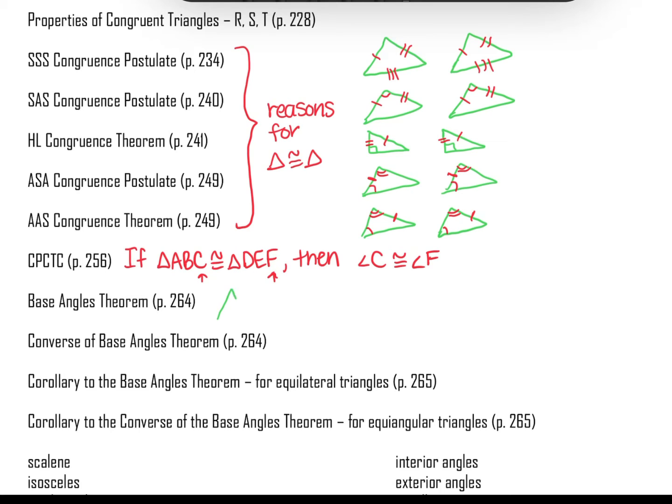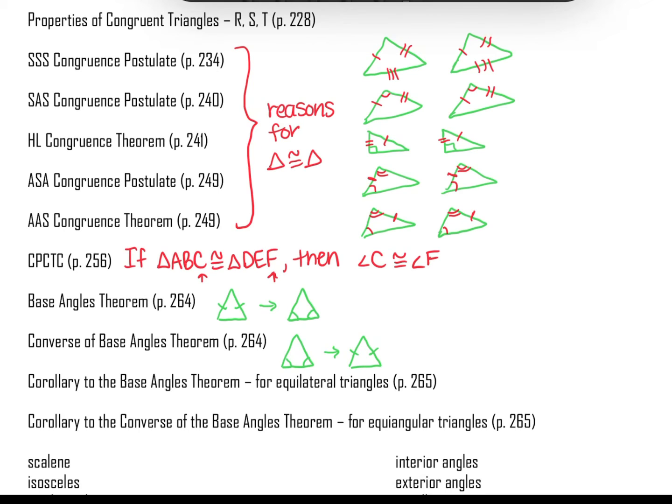For these 2 theorems, base angles and converse, you already have this picture drawn, hopefully. Base angle says if you have an isosceles triangle, then those base angles are congruent. And the converse says if you have a triangle with 2 congruent angles, then it must be isosceles.